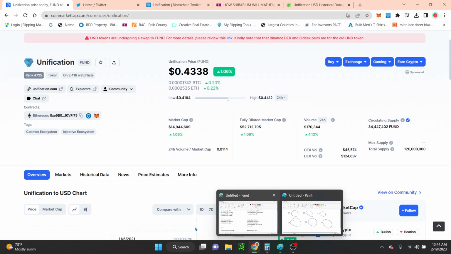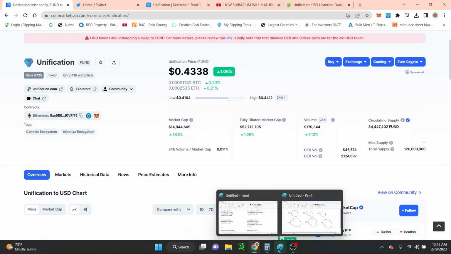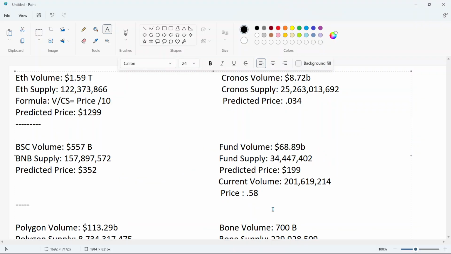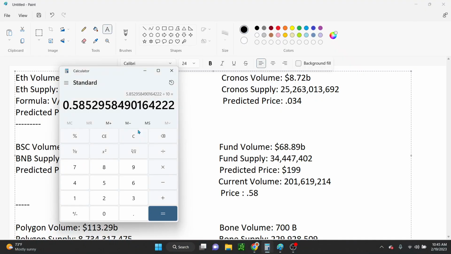So the real question is, how much cumulative volume does Fund need to be able to reach right around $200? So that number is actually right around $68 billion, guys. $68 billion, and we use the same formula.